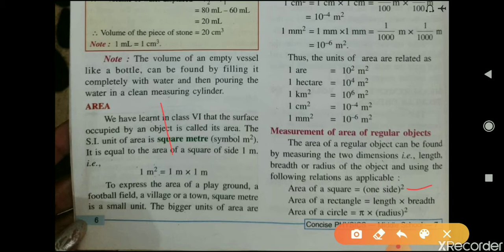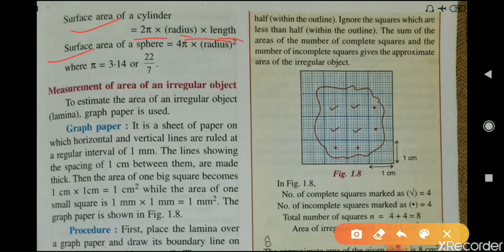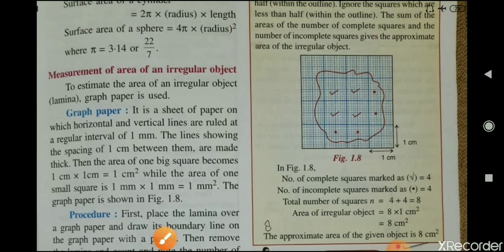In the same way, the area of a rectangle is equal to length into breadth. Area of a circle is equal to pi r square. Surface area of a cylinder is equal to 2 pi r into length, where r is the radius, and surface area of a sphere is equal to 4 pi r square, where the value of pi is 3.14 or 22 upon 7. By using these formulas, we can find the area of regular objects.